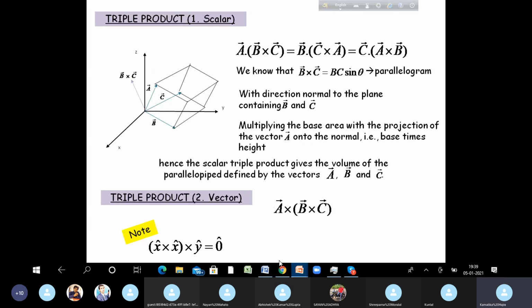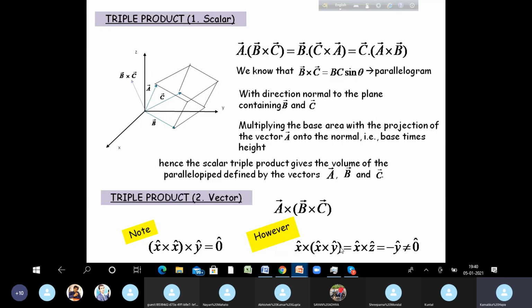For example, if you take the unit vector, say x cross (x cross y), then we know that x cross x is 0, so the result will be 0. However, if you just change the position of the bracket, so the first bracket, then it becomes (x cross y) cross y. But x cross y is z. So this becomes z cross y, which is minus x and not 0. All right. So x cross (x cross y) is not the same as (x cross y) cross y. So this is what you have to remember.